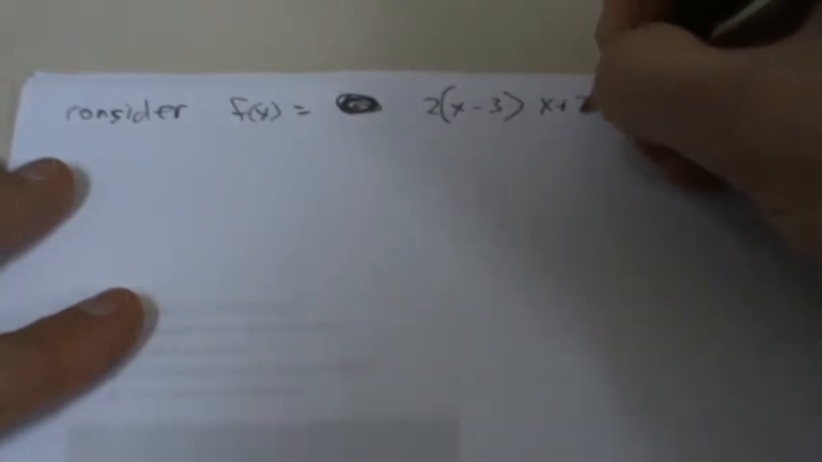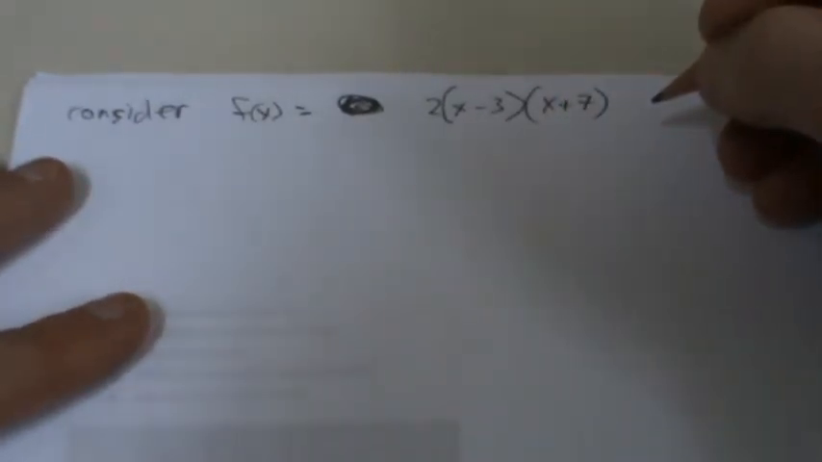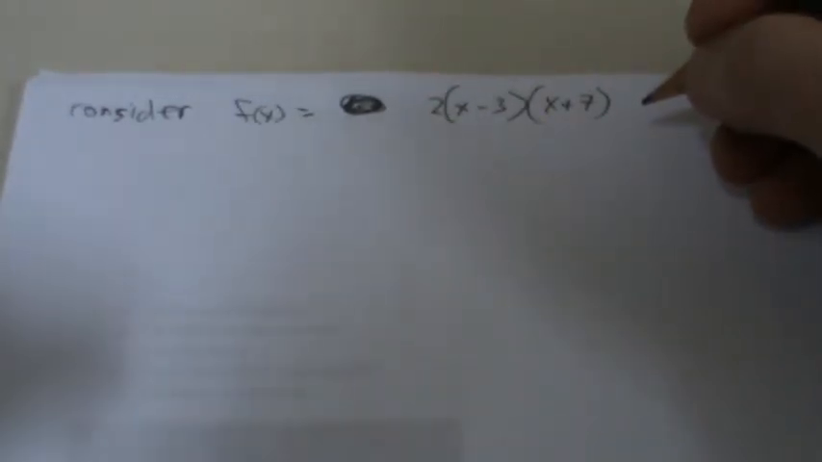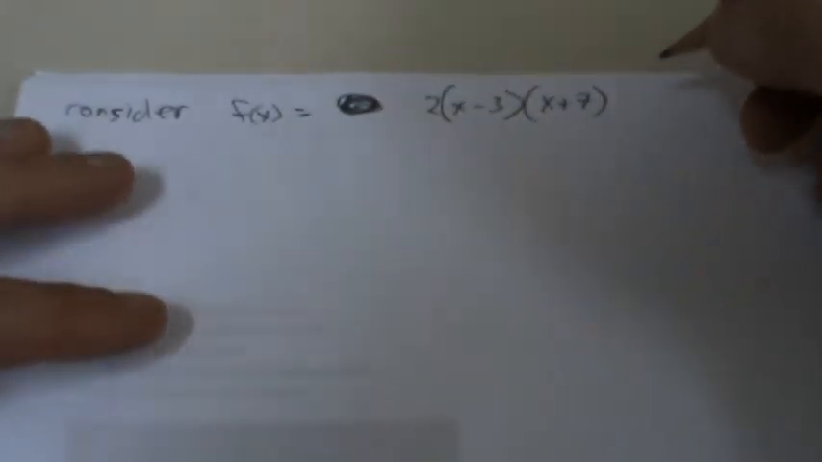Continuing with the next question. Now I've got one in factored form, the same thing. Consider f of x is equal to 2x minus 3, x plus 7. State the direction of opening, x-intercepts, y-intercepts, vertex, axis of symmetry, maximum, sketches, and so on. All that stuff, right?